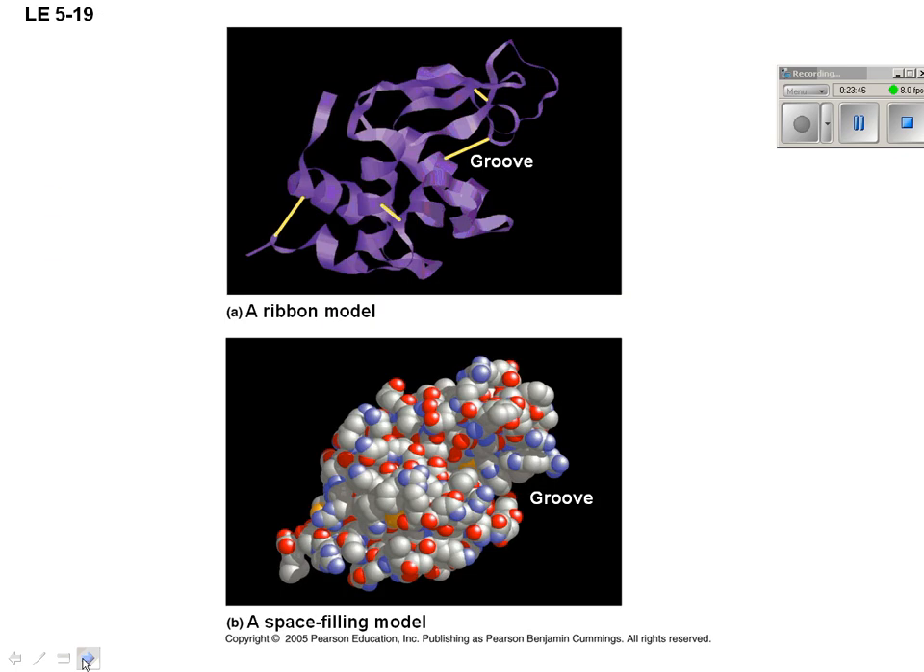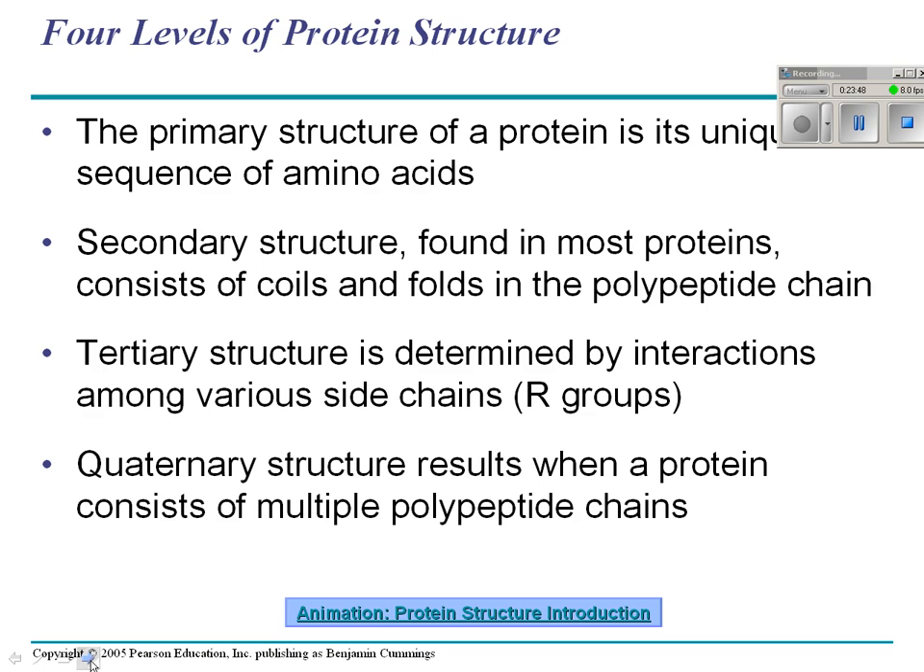All right, so what about proteins themselves? This you need to know. There are four structures to a protein, and we're using the pipe cleaners for this. Primary, secondary, tertiary, quaternary. Don't write everything on here, but you need to know there are four levels of protein structure.